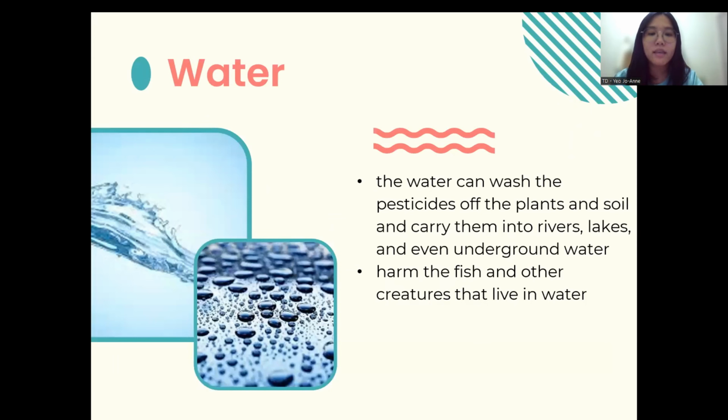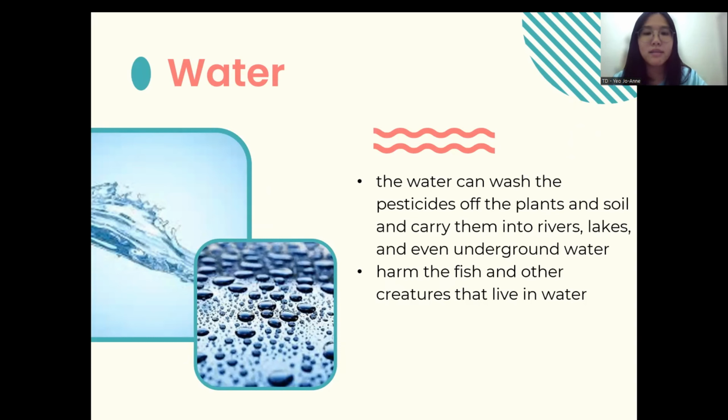So pesticides can also be harmful to water in a few ways. When farmers use pesticide on their crops, the pesticide can stick to the plants and soil. Then, when it rains, the water can wash the pesticide off the plants and soil and carry it into rivers, lakes, and even underground water that people use for drinking. This can make the water not safe for plants, animals, and people.